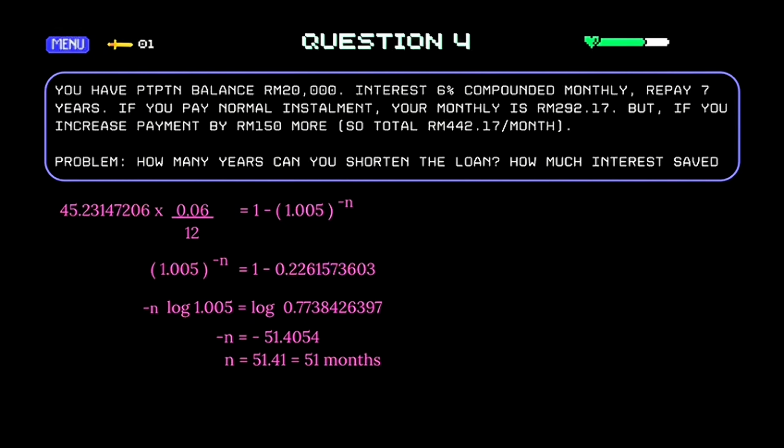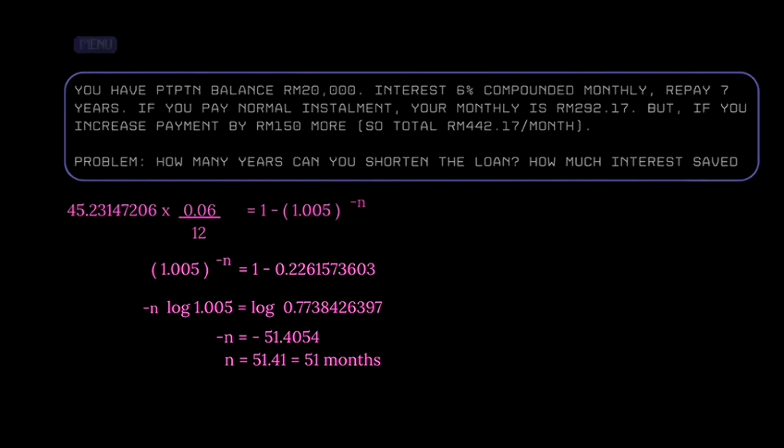After dividing both sides, we will get 45.23147,206 times 0.06 divided by 12 equals 1 minus, open bracket, 1.005, close bracket, to the power of negative n. Now, rearrange. Open bracket, 1.005, close bracket, to the power of negative n equals 1 minus 0.2261573,603. Next, negative n times log 1.005 equals to log 0.773842,63997. So, negative n equals to negative 51.4054. N equals to 51.41 months, which is about 51 months.